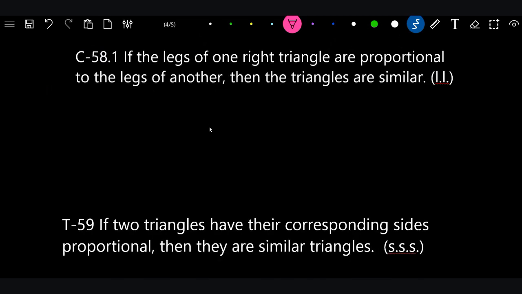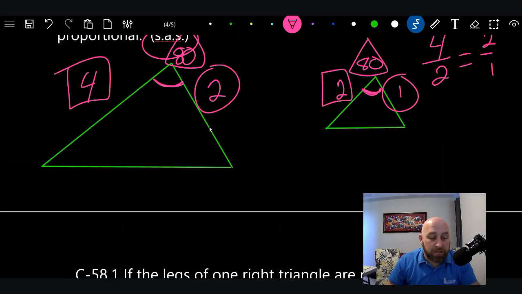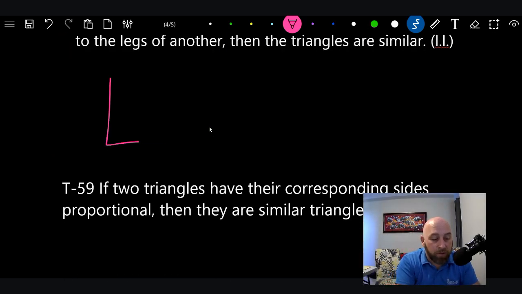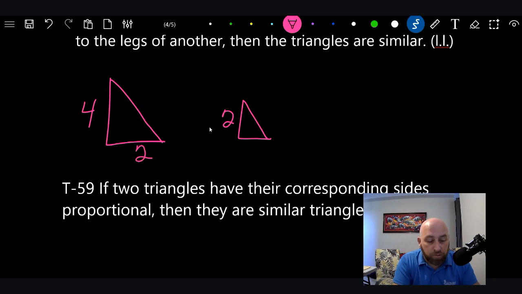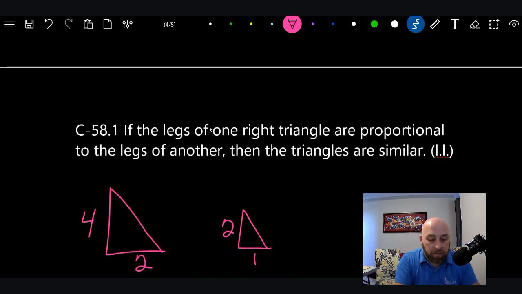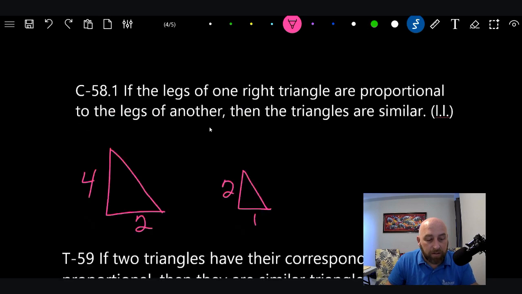Corollary 58.1: if the legs of one right triangle are proportional to the legs of another, then the triangles are similar. This is exactly what we just did, except now we're using right triangles. So there's a right triangle and a smaller right triangle. But again, these are proportional, so I'll use the same proportion since it's easy to see: 4, 2, 2, 1. If these legs are proportional, guess what? Notice it doesn't say hypotenuse. It says if the legs. Why?